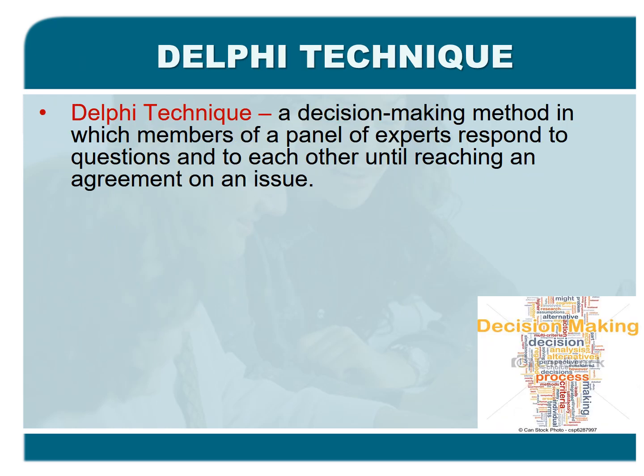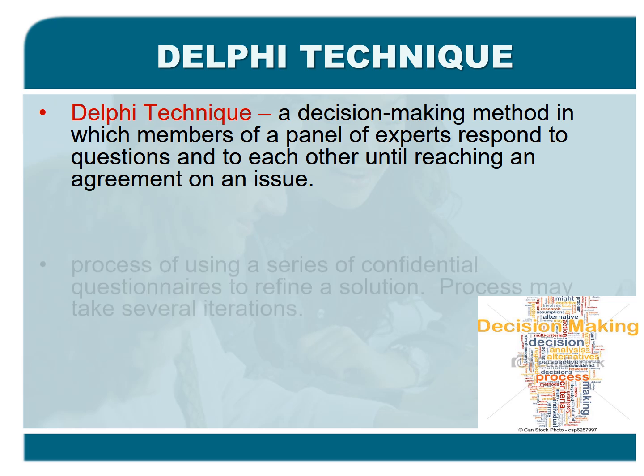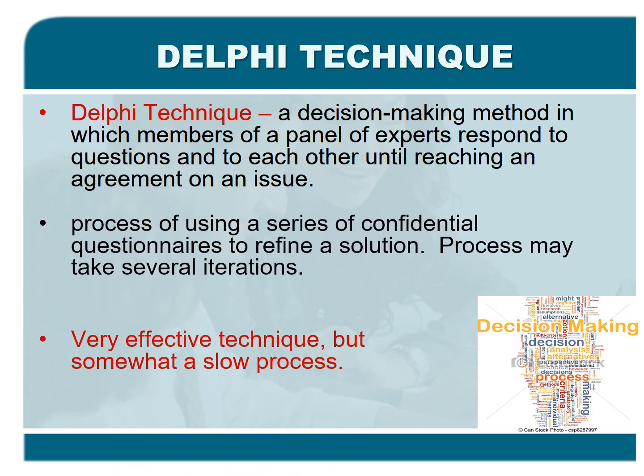The Delphi technique is a unique technique, but it takes time and it's slow and cumbersome. It's a method in which members of a panel of experts respond to questions and to each other until reaching an agreement on an issue. It's the process of using a series of confidential questionnaires to refine the solution. But the process may take several iterations. It may have to go through three or four times. It's a very effective technique, but it's a slow process.